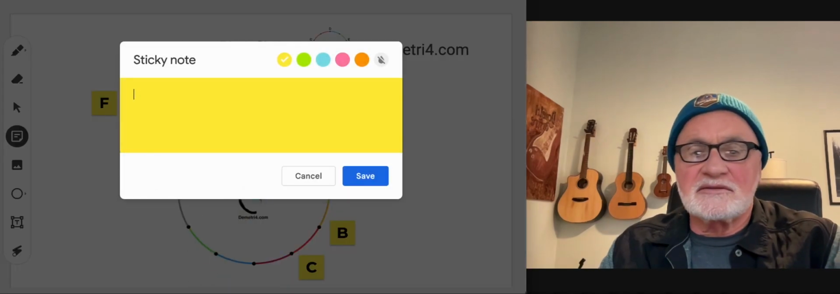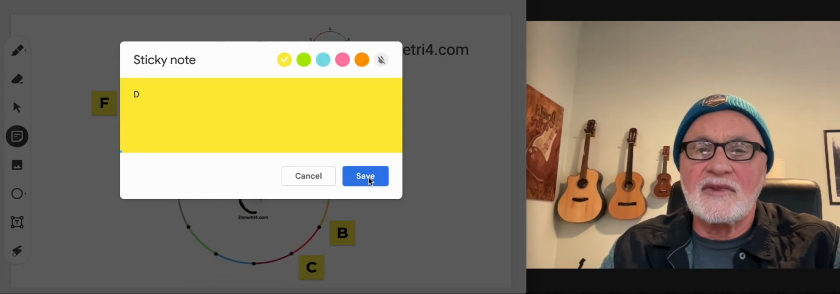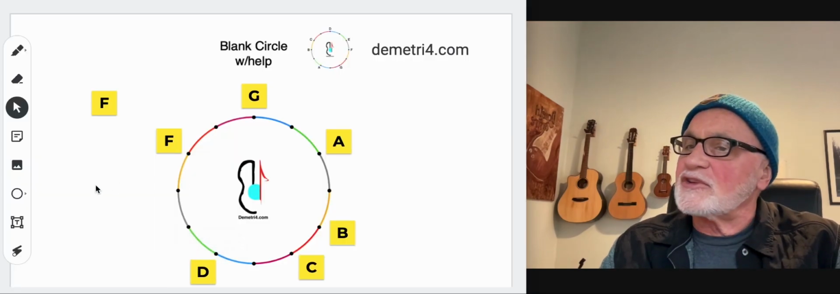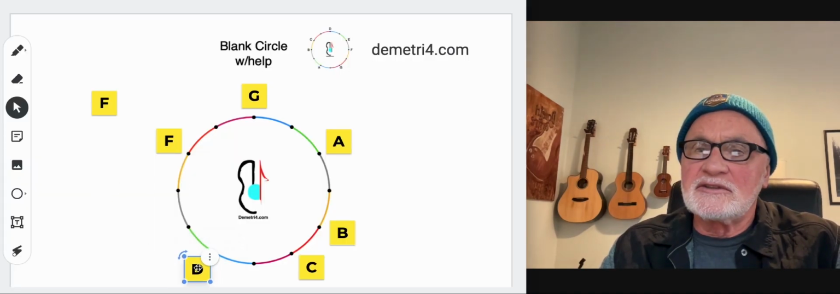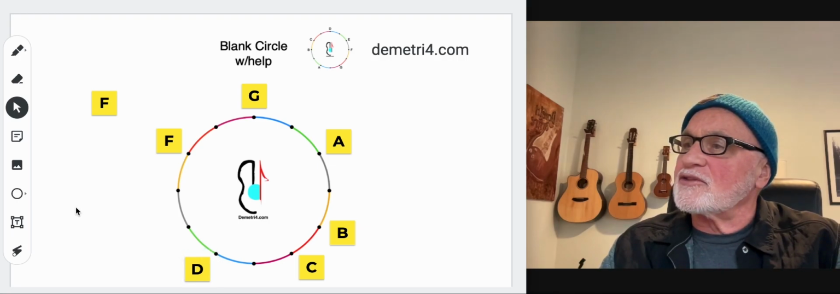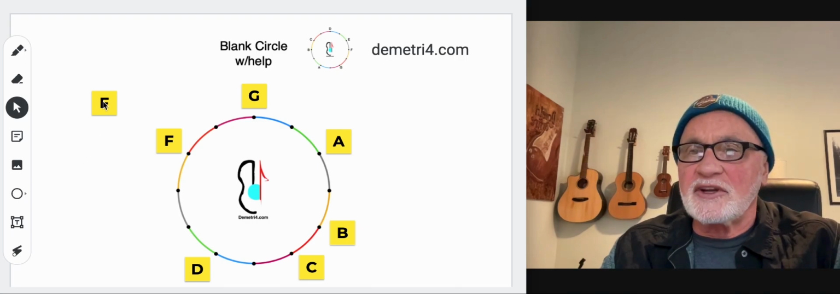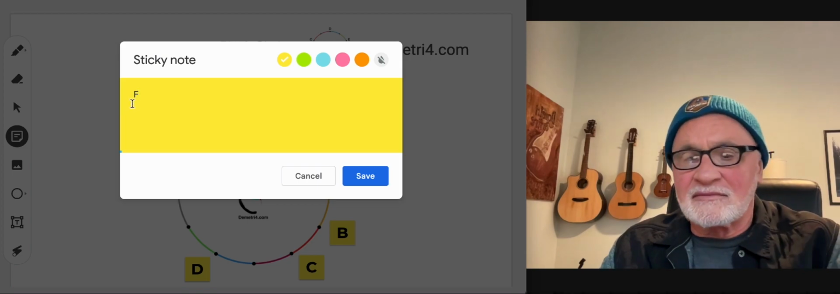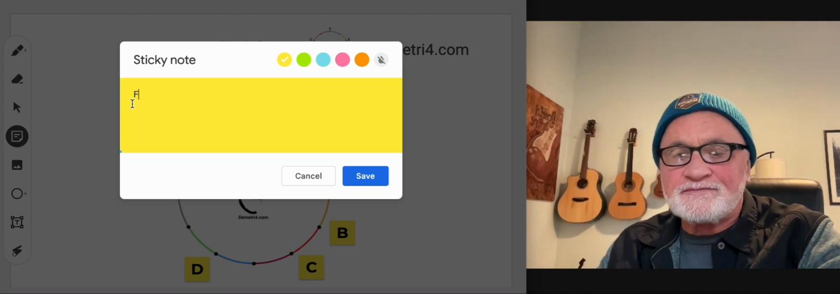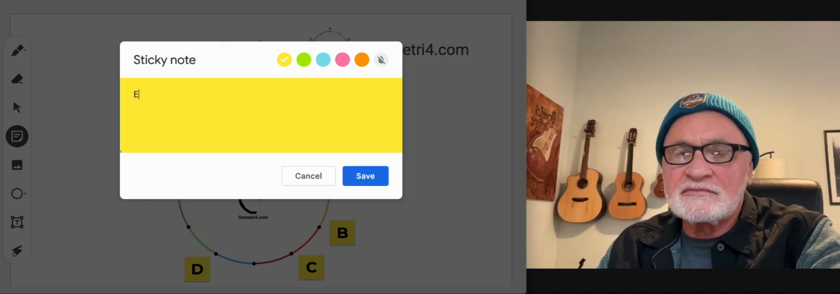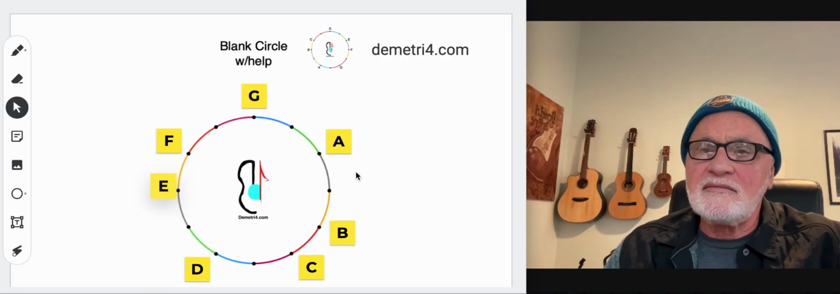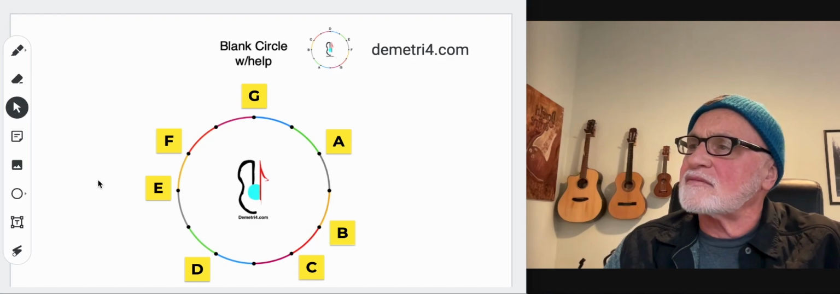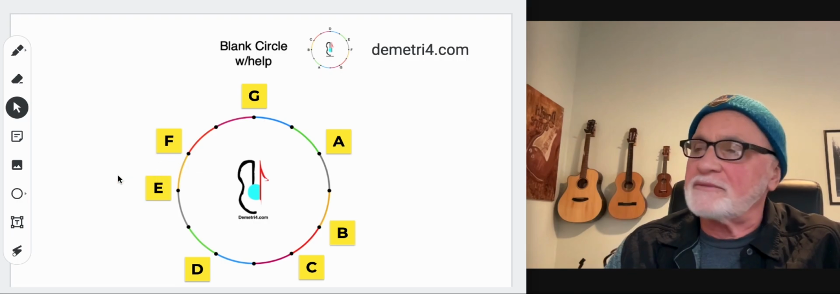The notes D and E are a whole step. We will place E at 9 o'clock and 8 o'clock is blank. Returning to F at 10 o'clock, we find the interval between E and F is a half step.